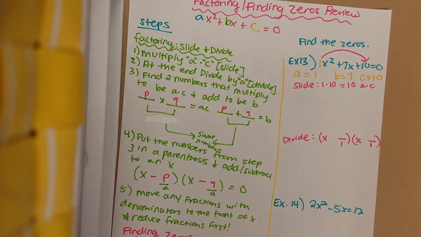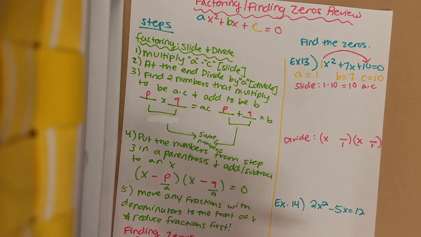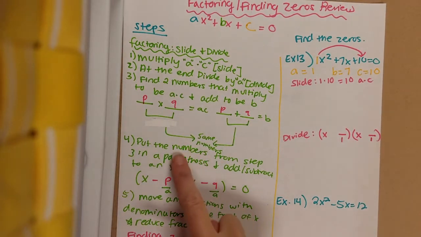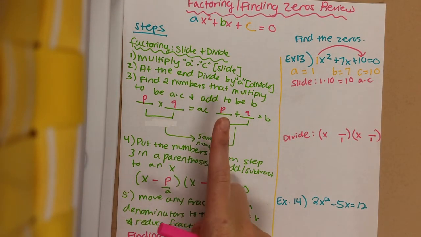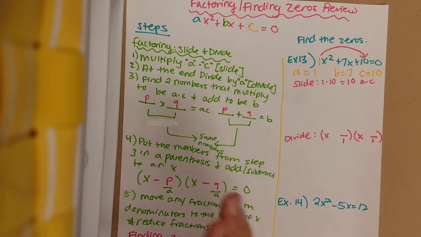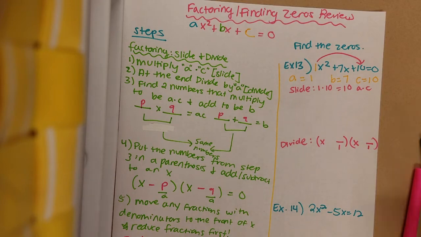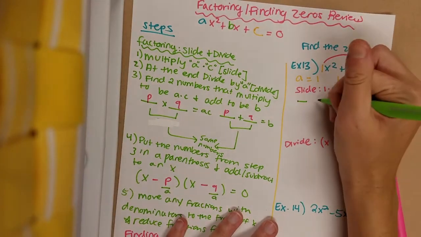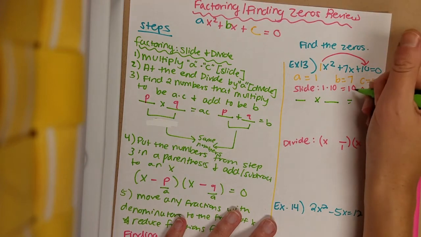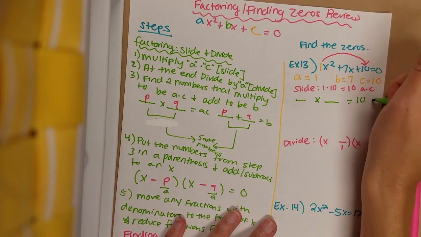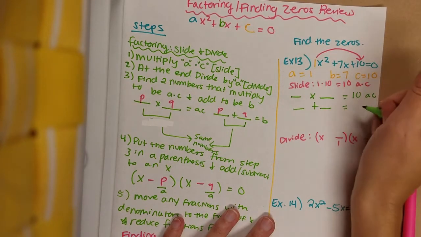Next step, we must find 2 numbers that both multiply to be A times C and add to be B. They must be the same numbers. You can't just pick 2 random numbers that multiply to be AC and 2 other numbers that add to be B. They have to be the same exact numbers. So I'm going to set that part up. We need to find 2 nifty numbers that multiply to equal our slide, which was A times C, which is 10, and add to be B.